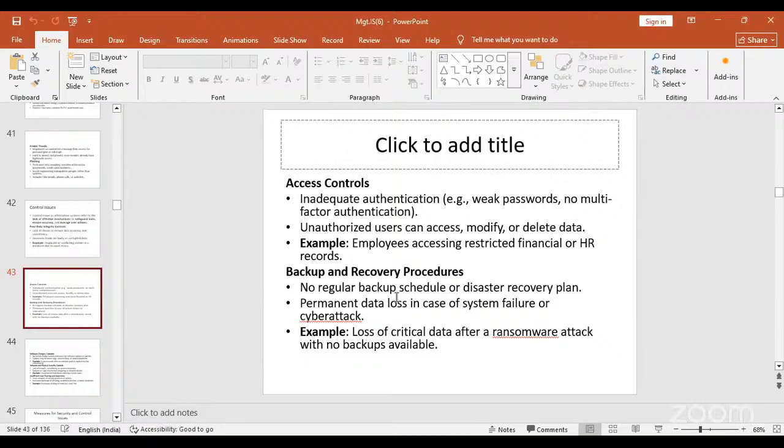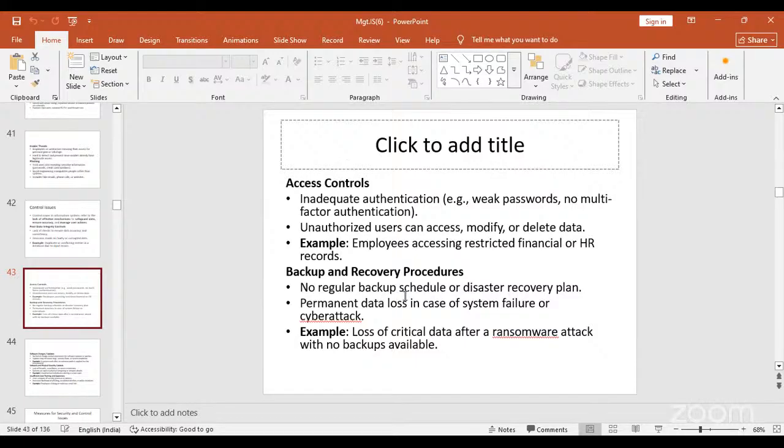Who will access the database? Who will access the report? Who can enter the data? Who can process the data? So these are the access controls. That is a control issue. Then backup and recovery procedures.